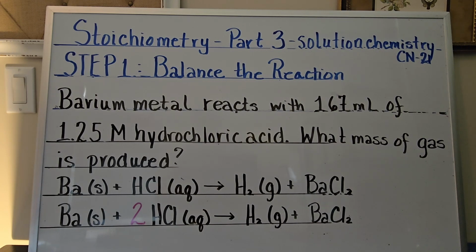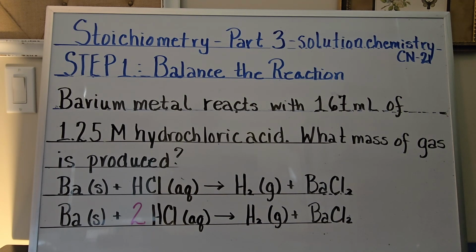Now we will build a step-by-step process for solving these types of stoichiometry problems. As before, with stoichiometry, we have a chemical reaction. We cannot start with an unbalanced reaction, therefore we must balance it. In my example problem here, let me read it for you. Barium metal reacts with 167 milliliters of a 1.25 molar hydrochloric solution. What is the mass of the gas that is produced?